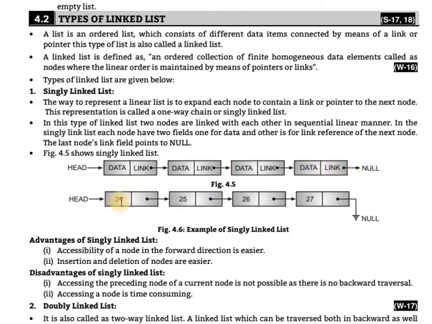The example is, for example, 24, 25, 26, 27. The address of the 25 node is stored in the previous node. The address of the 26 node is stored in the second node, meaning in the 25 node. That's like this.